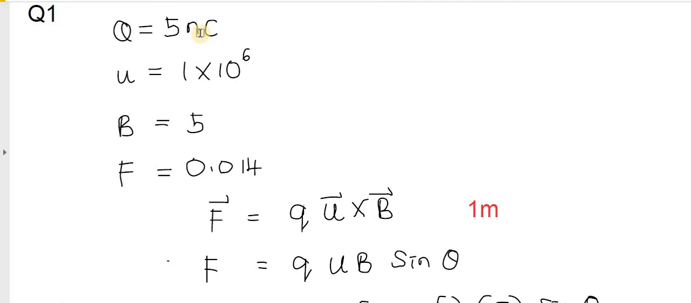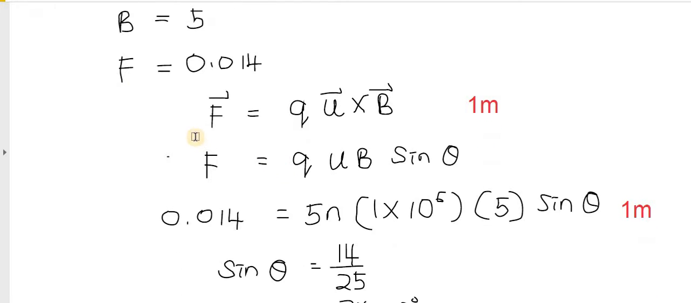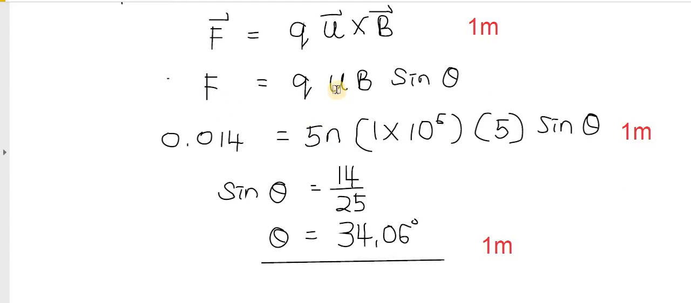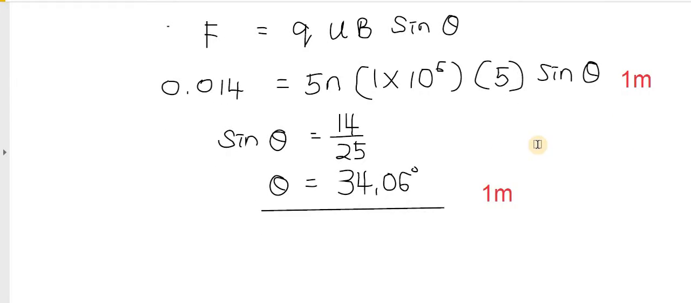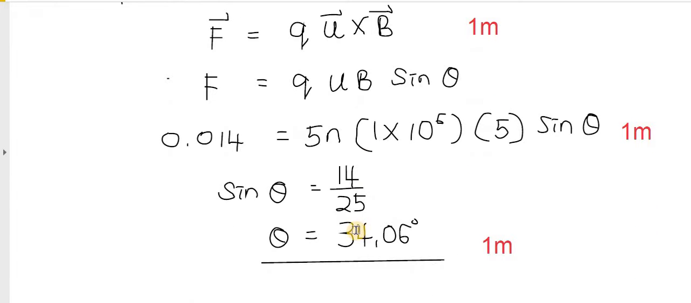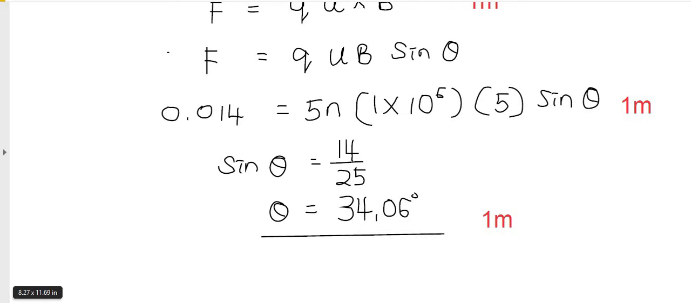So you have the Q, you have the U, B, and also the F. So you have to apply these equations. This equation is a cross product between two vector quantities, so we can rewrite it to be this one. So we just fill in all the values that we know, and sine theta is something that we don't know. By simplifying all these things, we will get our angle equals 34.06. So this question is worth 3 marks. Okay, so we will look at the second question.